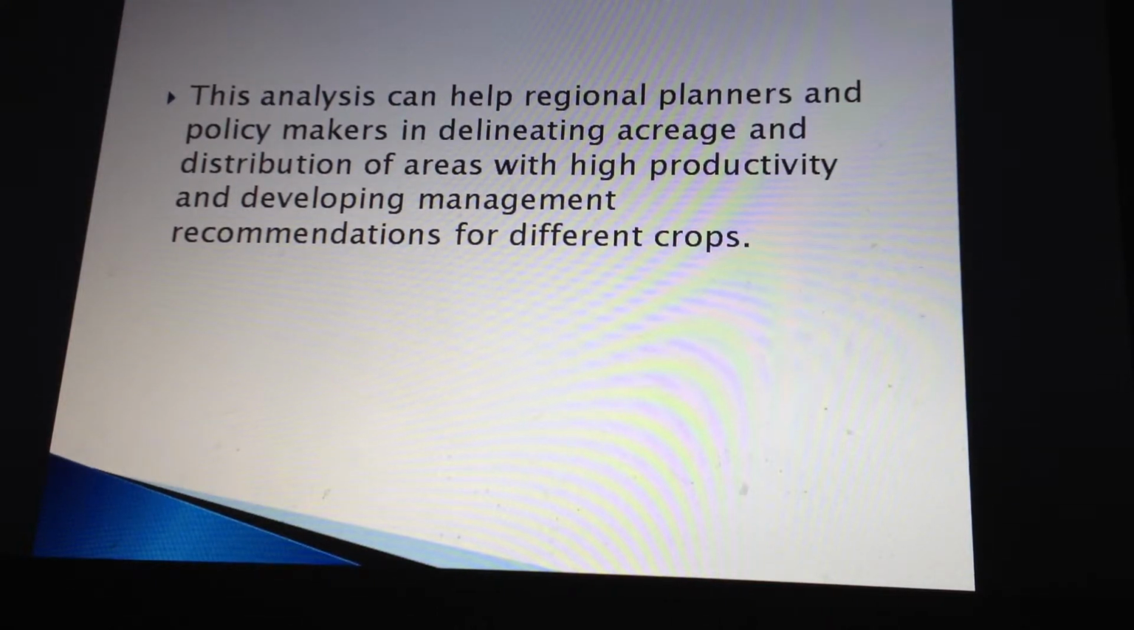This analysis can help regional planners and policy makers in delineating acreage and distribution of areas with high productivity and developing management recommendations for different crops.